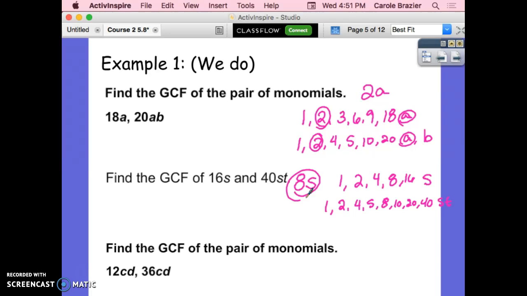Finally, your greatest common factor for the third one should have been 12cd. So take a moment at your table, and if you didn't find the factors, get them from a table buddy, or you can have the sub post them on the backboard.